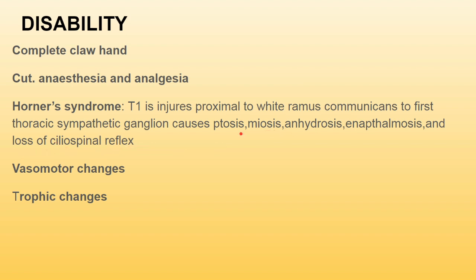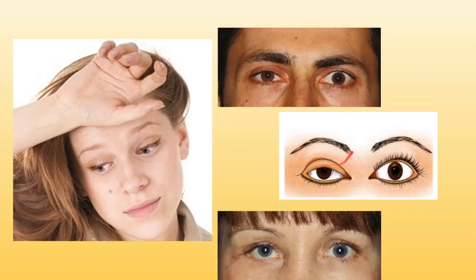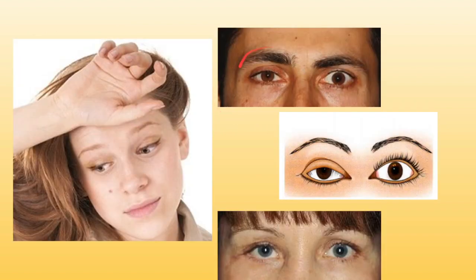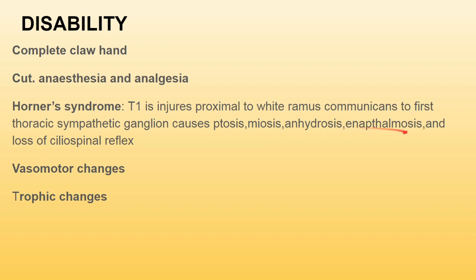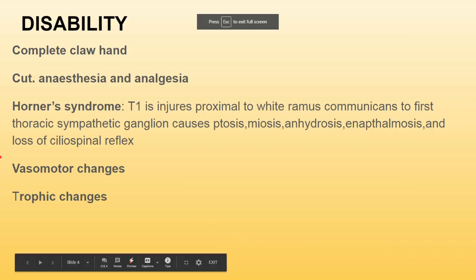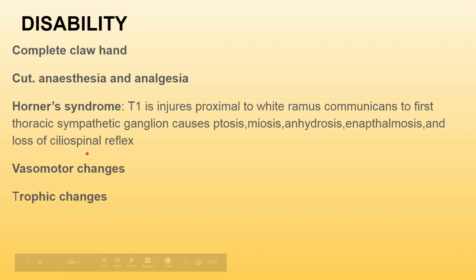Now what are these terms? First of all, ptosis. Ptosis is the involuntary drooping of the upper eyelid. Miosis is the excessive constriction of the pupil of the eyeball. Anhidrosis is the loss of sweat. Enophthalmos means there is displacement of the eyeball. And in the loss of the ciliospinal reflex, the afferent C2 fibers are injured, and because of this the pupil of your eyeball fails to dilate when the skin at the back of the neck is pinched.